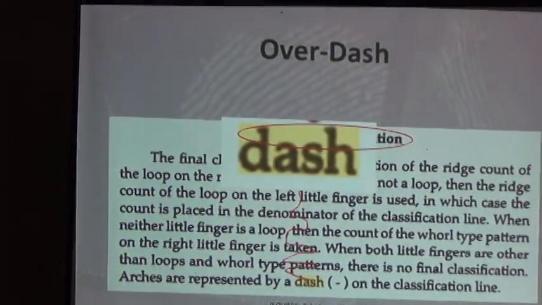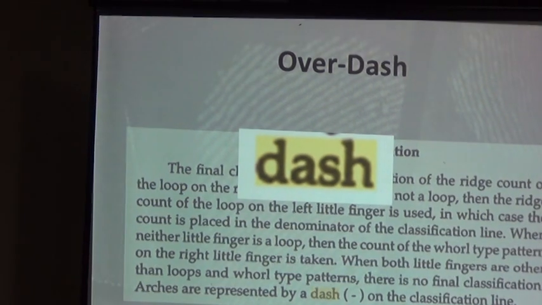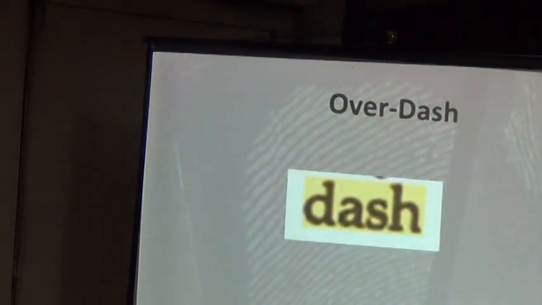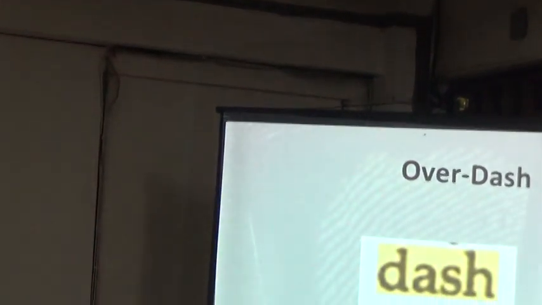I have browsed several books on fingerprints. Even in major key classification and other classifications, in the absence of any data, there is the necessity of putting a dash.